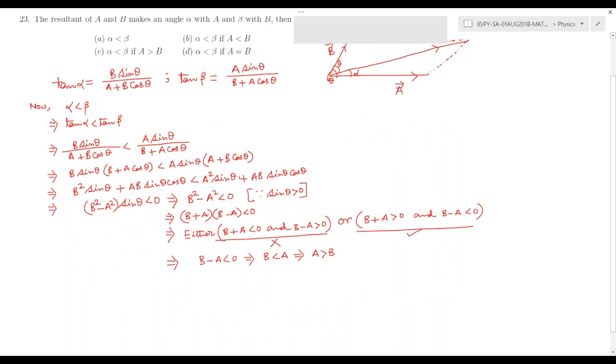Whenever we see this kind of thing, it is a mathematical concept of linear inequalities. Suppose we get x minus alpha into x minus beta is less than zero. What can we conclude? This means either x minus alpha is less than zero and x minus beta is greater than zero, obviously. Because one has to be less than zero, the other has to be greater than zero, then their product will be less than zero. Or x minus alpha is greater than zero and x minus beta is less than zero.